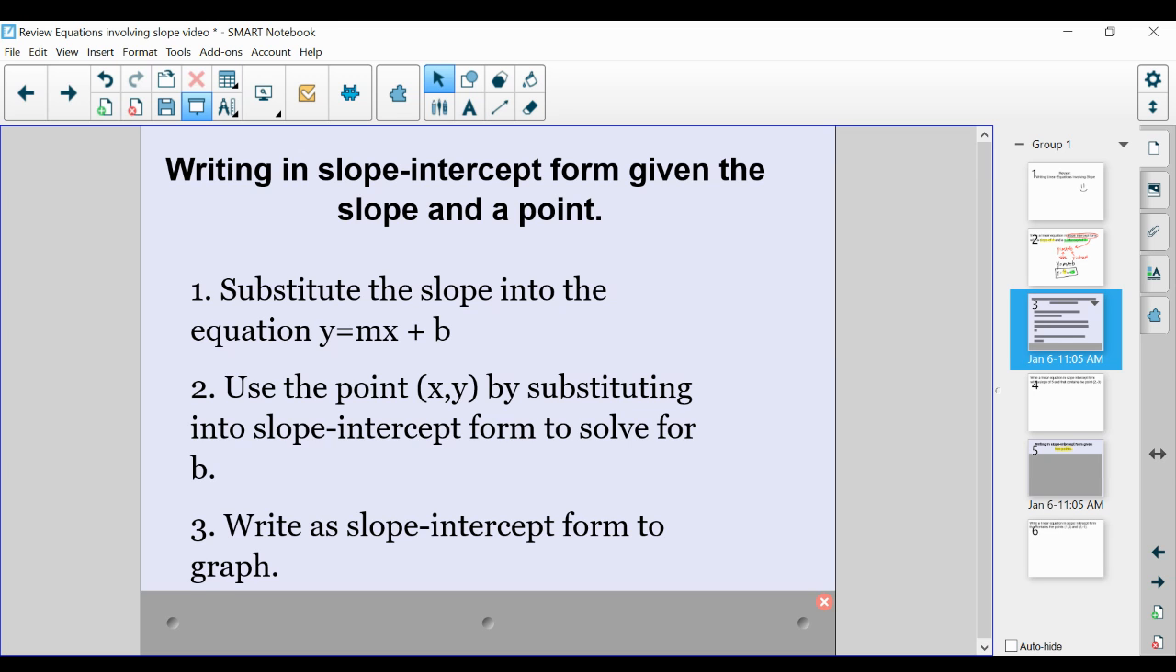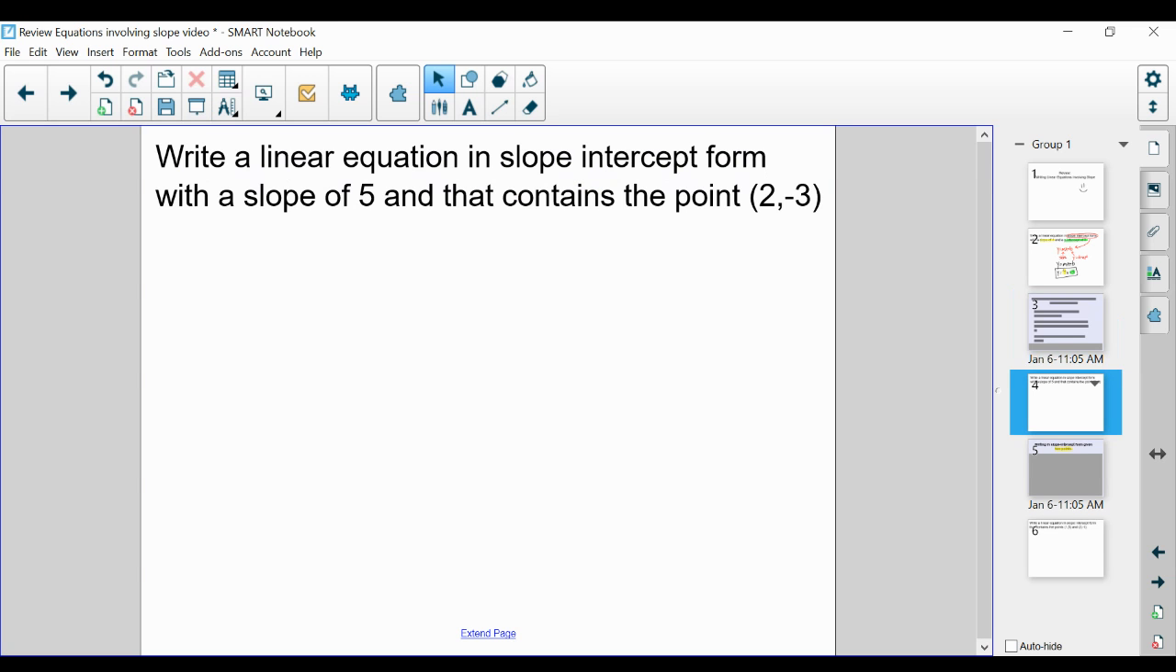But let's go through an example of how we're going to use these steps to help us write slope-intercept form when we're given the slope and a point. So in this example that you should be jotting down as we go through together, we're going to write a linear equation in slope-intercept form with a slope of 5 that contains the point 2 comma negative 3.